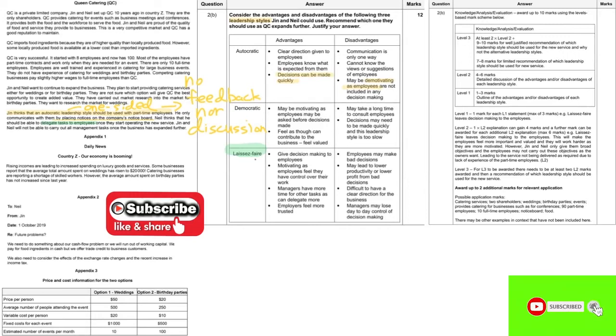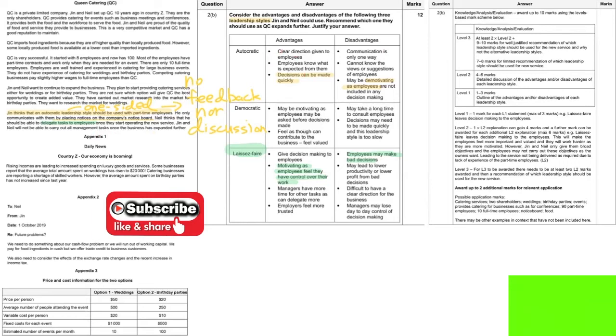On the other hand, let's take a look at the laissez-faire. Of course you can motivate your employees if they feel they have the control, but they may make bad decisions. As you can see here in the paragraph, it talks about Neil not carrying out all the management. So you might discuss the advantages and disadvantages of these leadership styles.